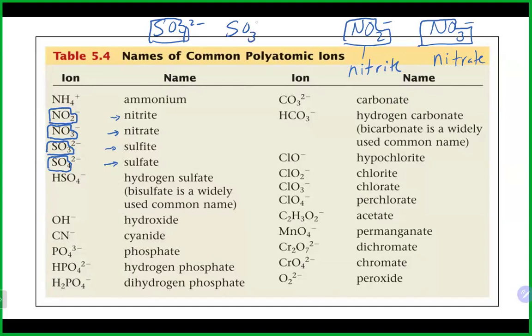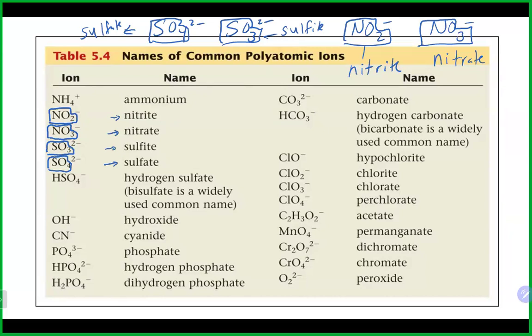When you look at sulfate, SO4 2 minus, and SO3 2 minus, what is the only difference between those two? The number of oxygens, right? One has 4 and one has 3. They both have a -2 charge. This is sulfate. This is sulfite.